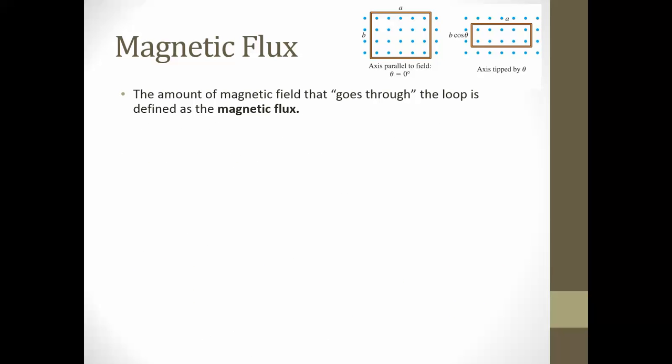So the amount of magnetic field that goes through the loop is going to be defined as the magnetic flux, and that depends on that effective area. Magnetic flux is just basically how much magnetic field is getting through the loop. So if it were perpendicular, we would have a lot more magnetic field going through, and if it's turned at an angle, we have less magnetic field going through, so we would have less magnetic flux.